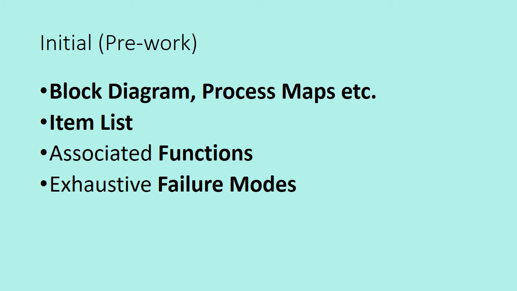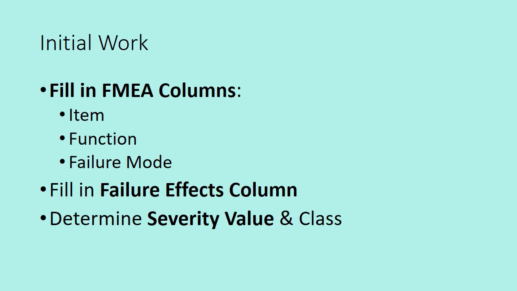Fill in the following FMEA columns: the item, the functions of a certain item, the associated failure modes with the certain functions, and then list all potential failure effects of a given potential failure mode. Once all potential effects of all potential failure modes have been listed, you can give each effect a severity value.